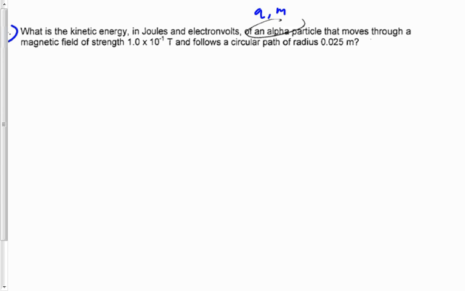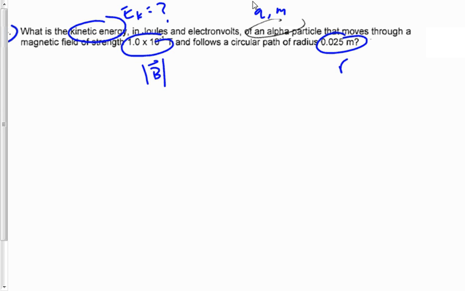That is, if we look on our data sheet, it moves through a magnetic field of strength 1.0 times 10 to the minus 1 Tesla, that's B, and follows a circular path of this radius. We're looking for kinetic energy. That's a little bit different. We haven't solved a problem yet involving magnetic fields where we're looking for kinetic energy. That's okay. We know what to do when we see a question with a charged particle moving through a magnetic field. We don't need to worry about it being a little bit different than problems that we've seen. Just attack it like we attack all of them.